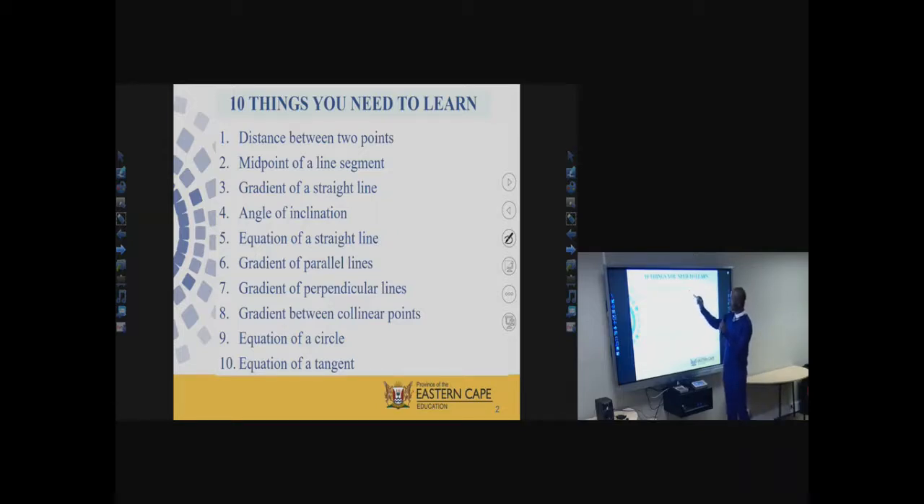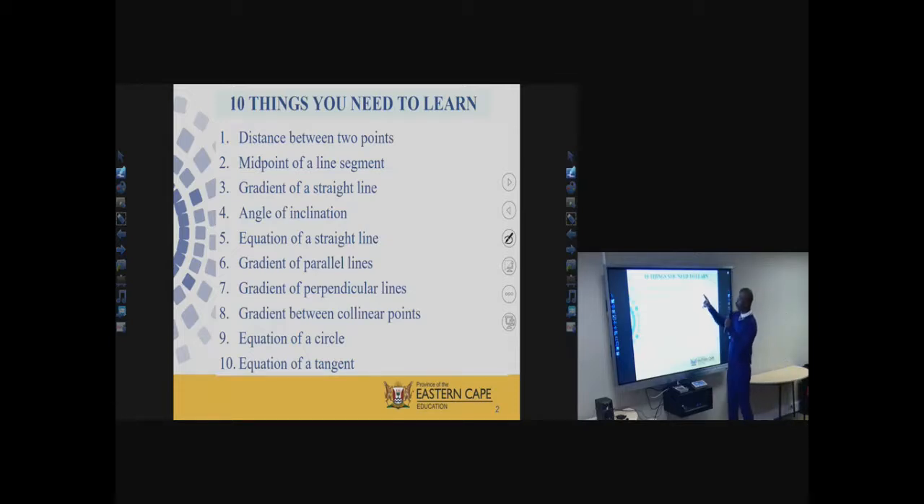1, the distance between 2 points. 2, midpoint of a line segment. 3, gradient of a straight line. 4, angle of inclination. 5, equation of a circle. 6, the gradient of parallel lines. 7, gradient of perpendicular lines. 8, gradient between collinear points. 9, equation of a circle. And 10, equation of a tangent.